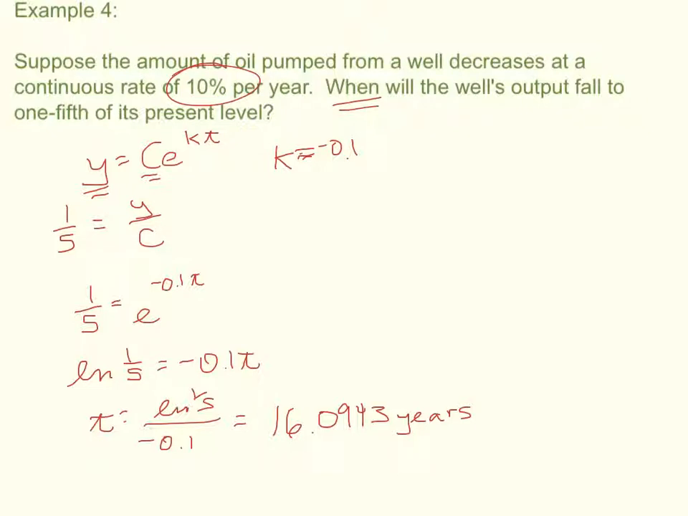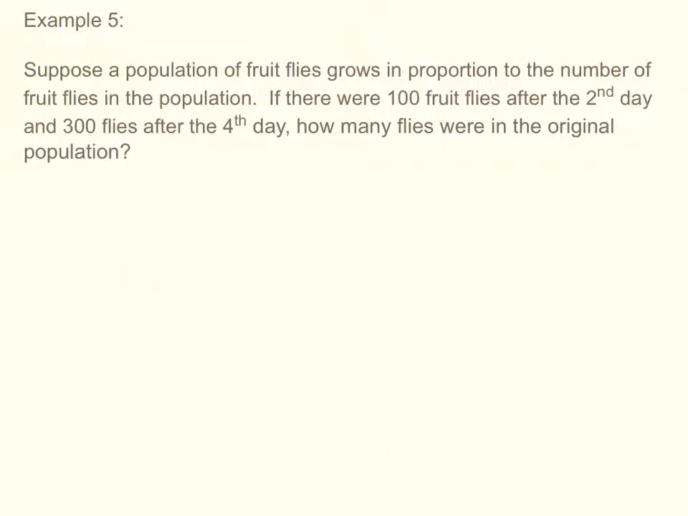All right, another example. Example 5 is our final example. So we've got a population of fruit flies that are growing in proportion to the number of fruit flies. If there are 100 fruit flies after the second day and 300 flies after the fourth day, how many flies are in the original population?